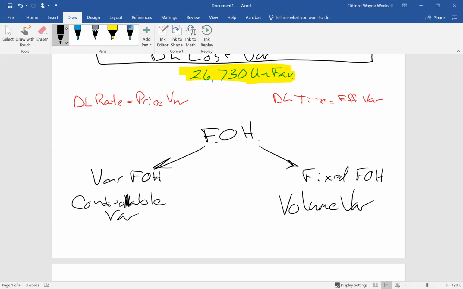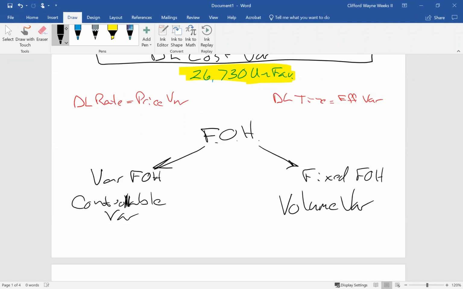Just a little heads up, because you guys took the time to come to class, I want you to know that you are not going to have to calculate the factory overhead variances. What you're going to have to be able to do is identify which ones are the controllable variances, and which ones would be fixed factory overhead, or the volume variance.